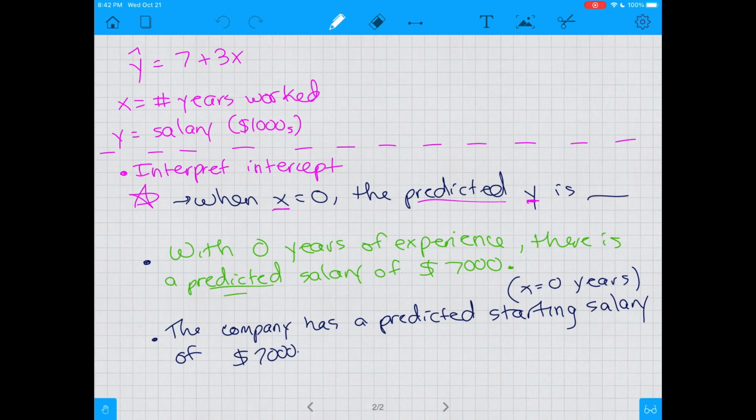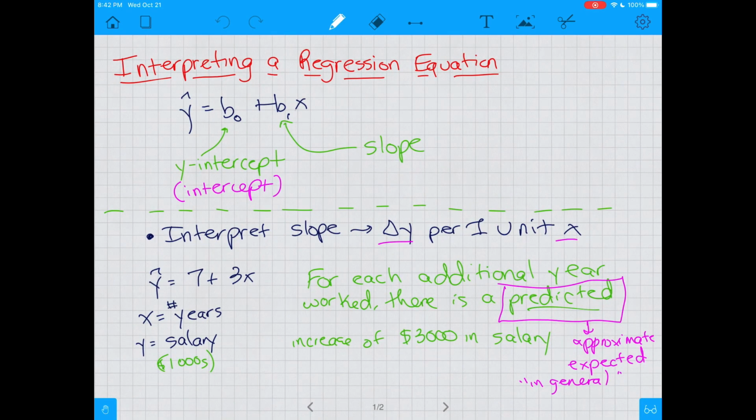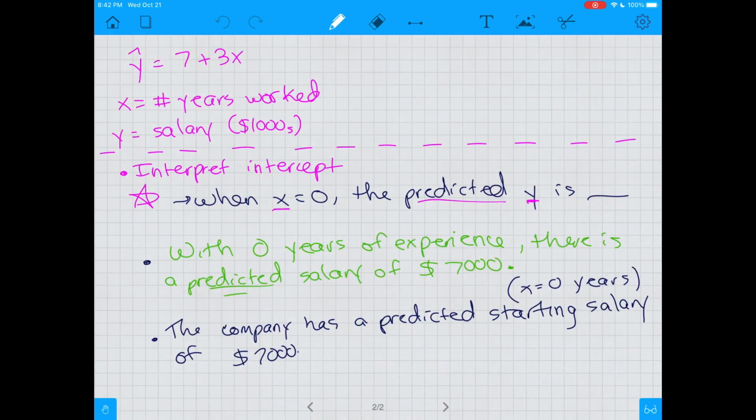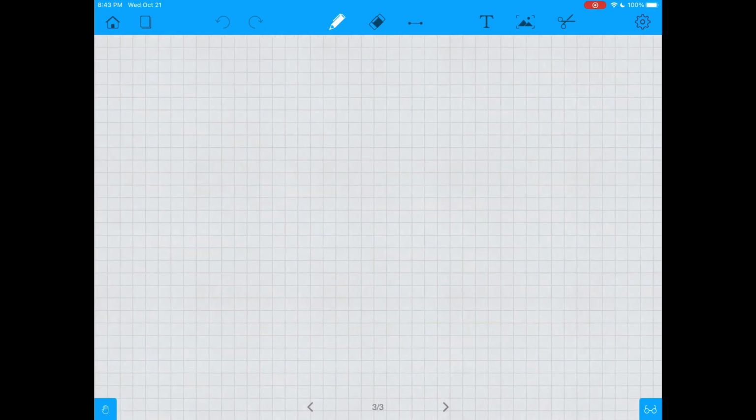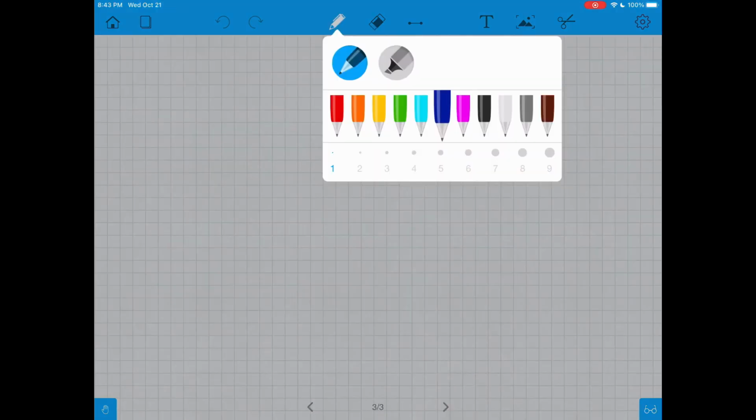So for interpreting the slope or interpreting the Y-intercept, I hope that makes sense. If you have any questions about it, please write them down and we can talk about them when I see you guys tomorrow.